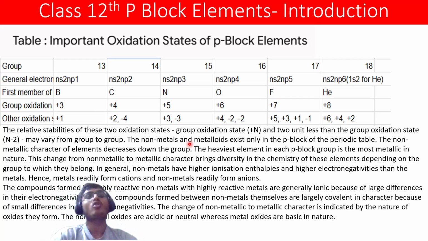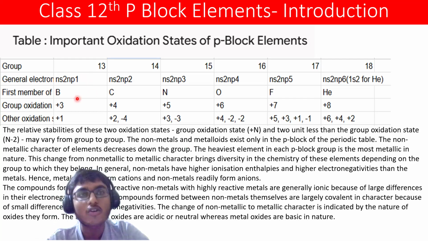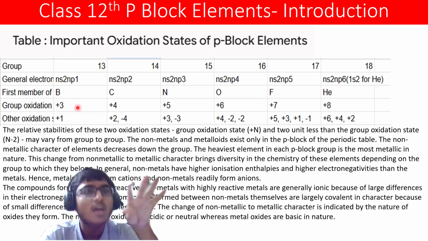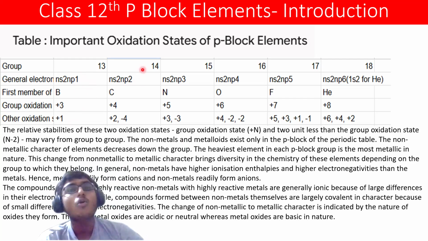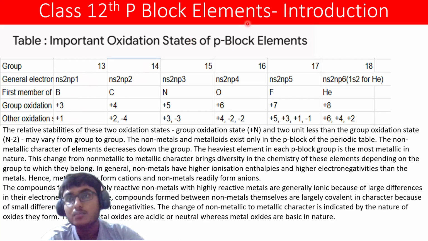So, if we talk about group 13, its general electronic configuration is ns2np1. The first member of this group is boron. Group oxidation state means the overall oxidation state is +3. But we can see other oxidation states also, which is +1. For group 14, the general electronic configuration is ns2np2.